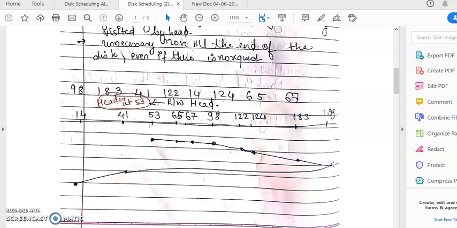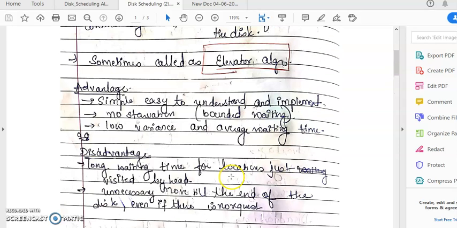But what is the disadvantage? 199 was not our IO request, but it still had to be covered. Then it reverses back, and goes over here. This is 41, and this is my 14. So in this way, all are attended.